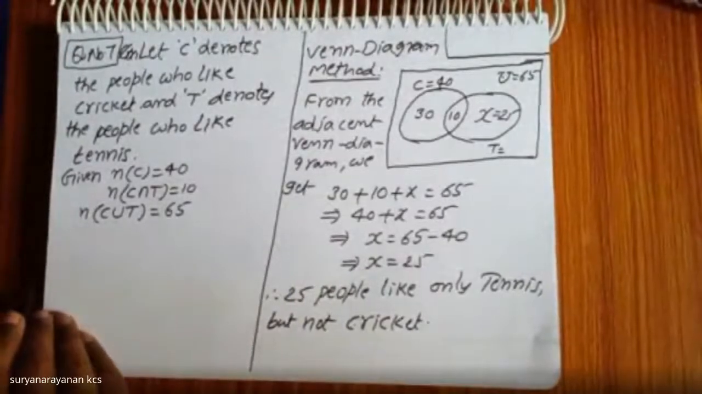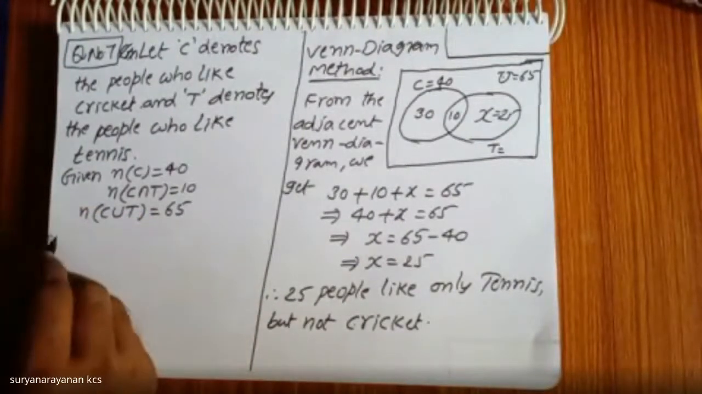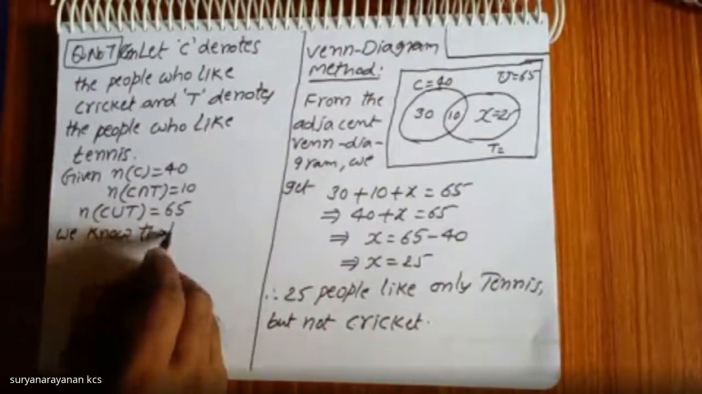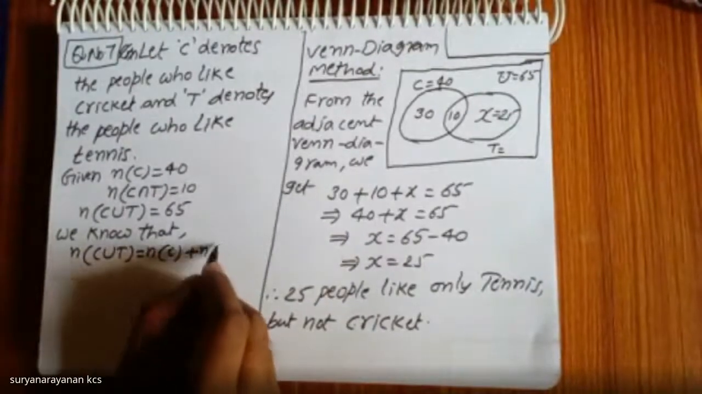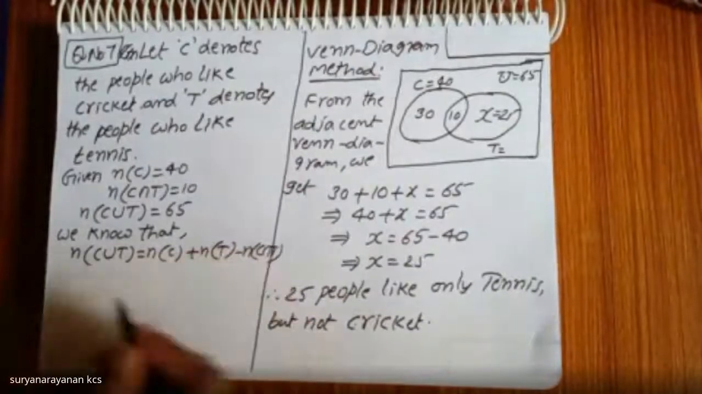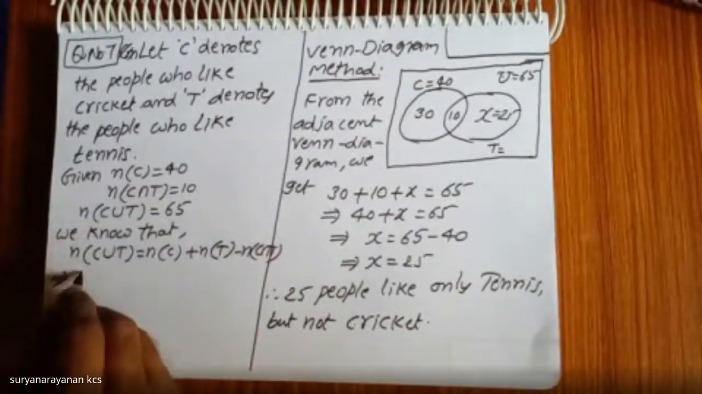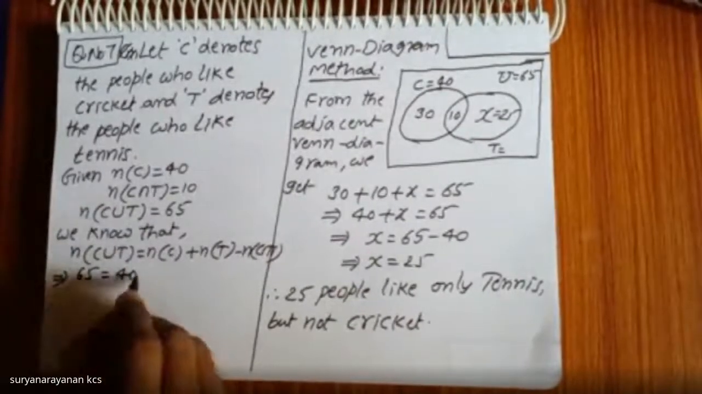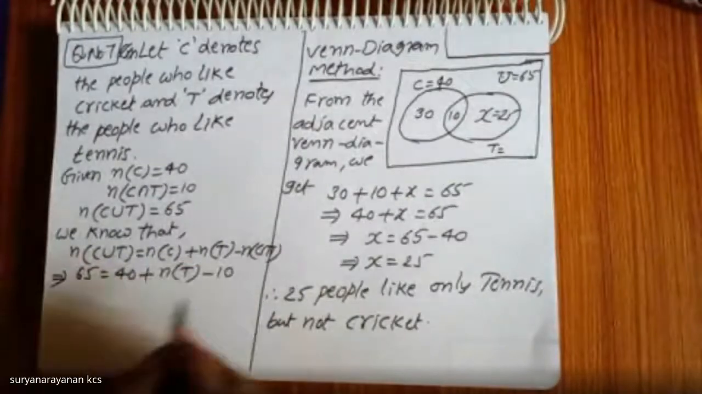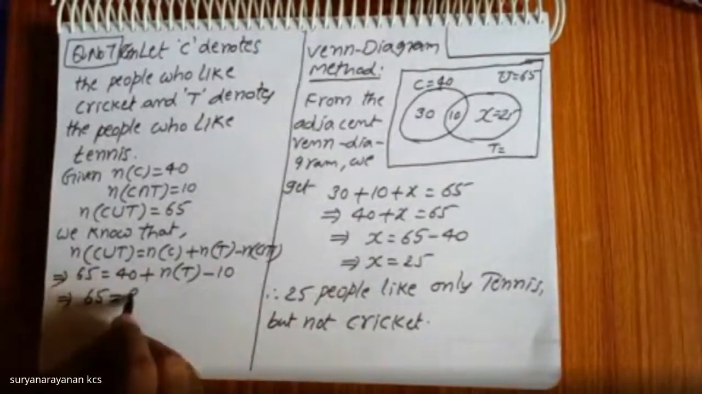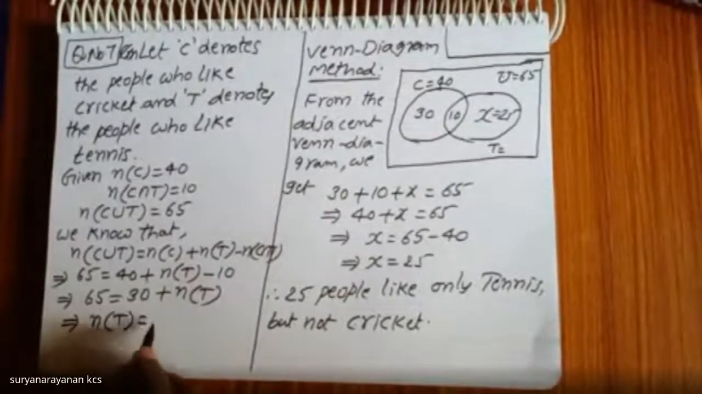Now we know that n of C union T is equal to n of C plus n of T minus n of C intersection T. Now in this formula, let us substitute the given values. 65 is equal to n of C, 40, plus n of T, which is an unknown quantity, minus n of C intersection T, 10. 65 is equal to 40 minus 10, 30, plus n of T. This implies n of T is equal to 65 minus 30.